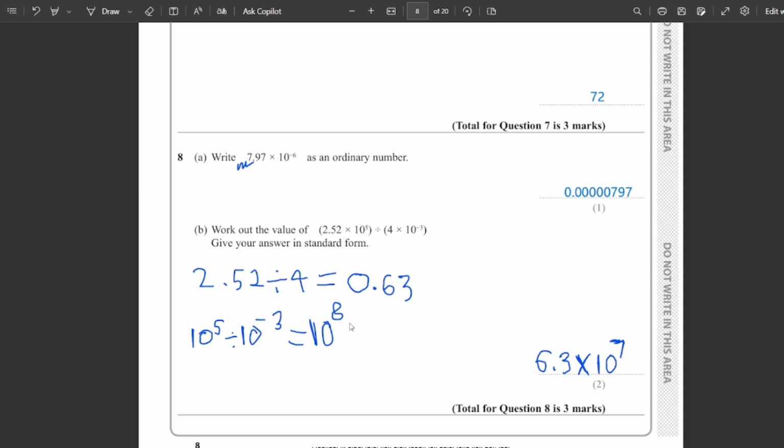So you'd think it would be 0.63 times 10 to the power 8. However, for standard form, the number needs to be greater than or equal to 1 and less than 10. So it's actually 6.3 times 10 to the power of 7.